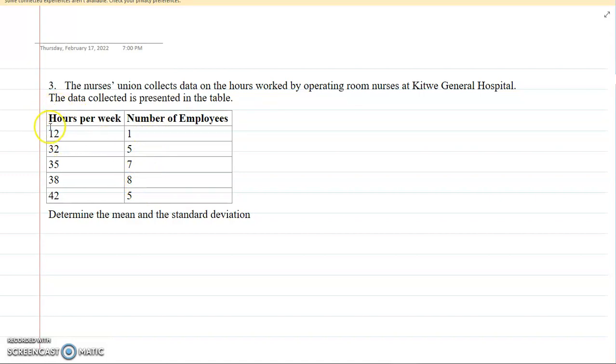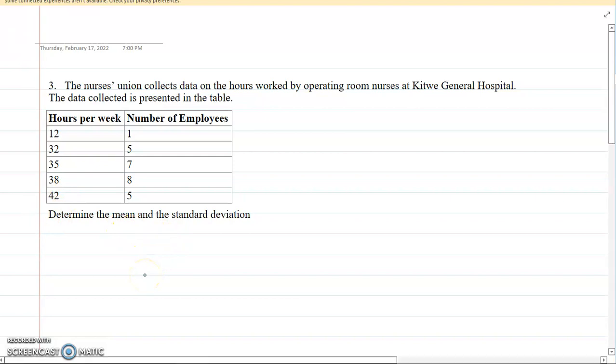So 12 is happening 1 time. 32 is happening 5 times. 35 is happening 7 times. 38 is happening 8 times. 42 is happening 5 times. So the fact that this data is grouped, we know our formulas. So for grouped data, we're asked to determine the mean and the standard deviation.